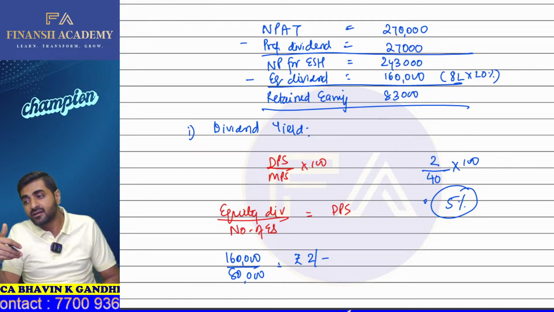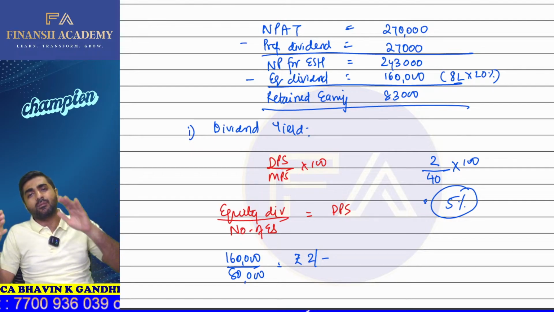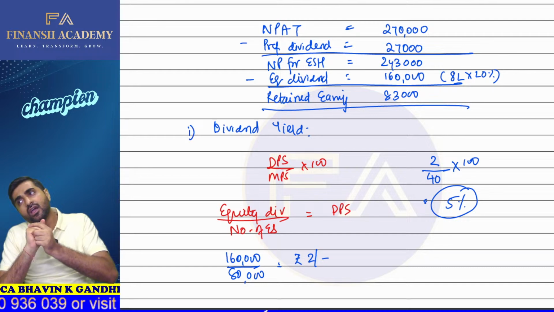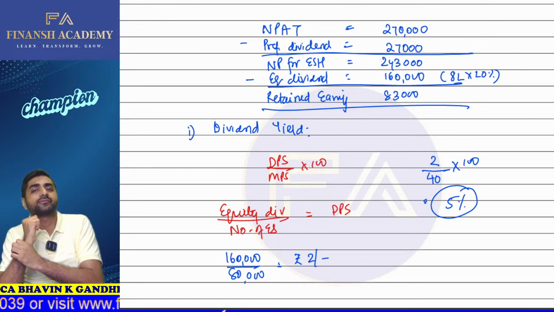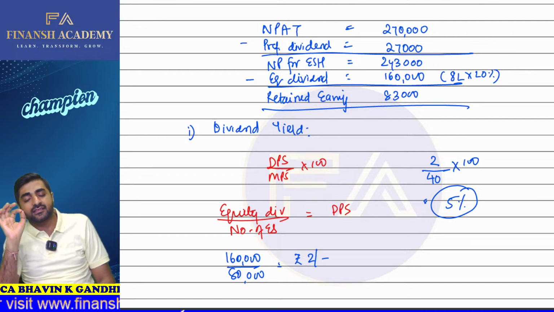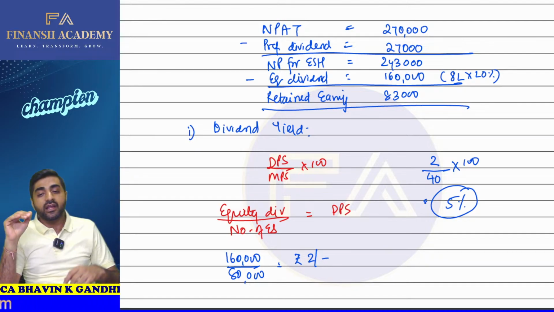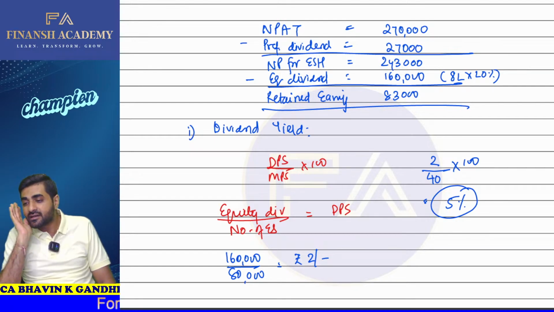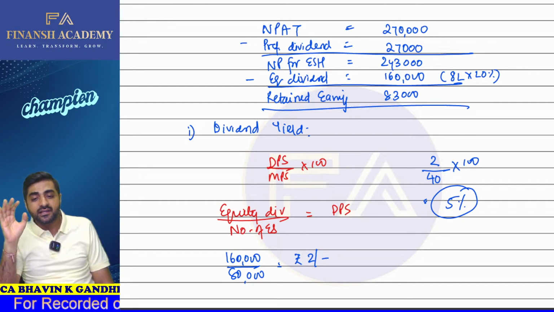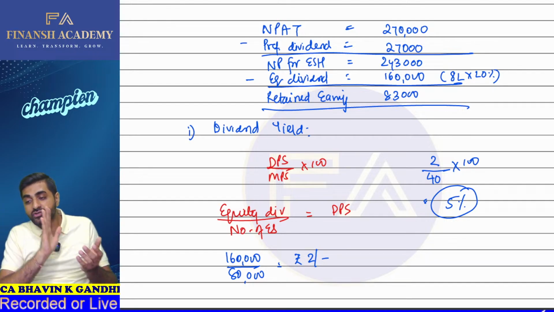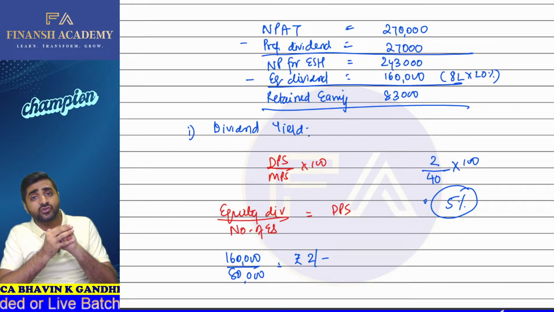This is the yield. Whenever someone talks to you about the yield in financial management, always remember that the yield is nothing but the returns which we are generating. These returns are calculated by taking DPS upon MPS. Whatever your dividend is, you divide that by the market price per share into 100. Are you guys trying to understand this? So DPS upon MPS into 100 will give you your dividend yield.